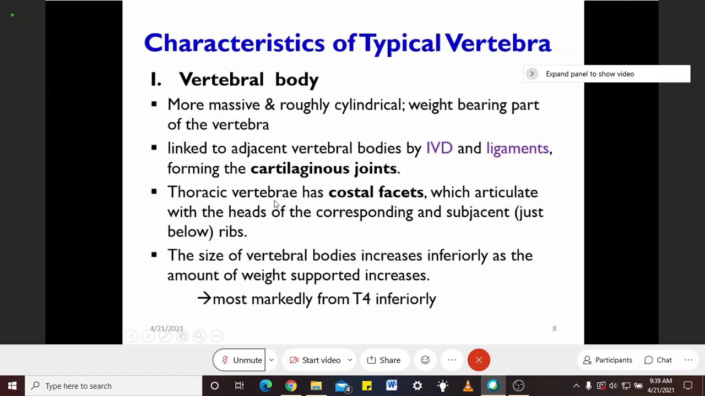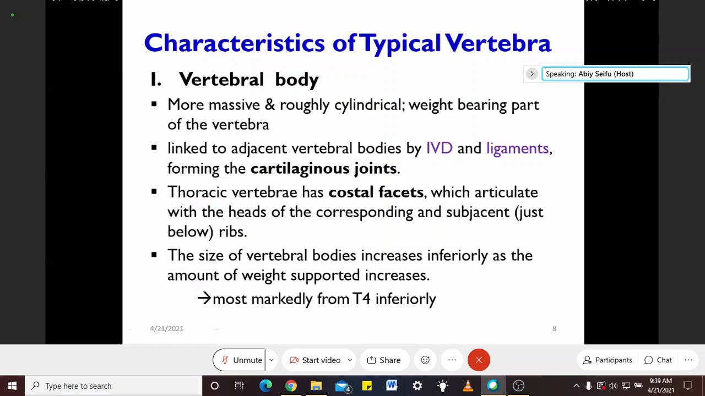On the thoracic vertebra, there is an additional feature, which is a costal facet that articulates with the heads of the ribs. The size of the vertebral body increases downwards, which is related to the weight borne by the individual vertebra. The difference is markedly visible starting from T4.